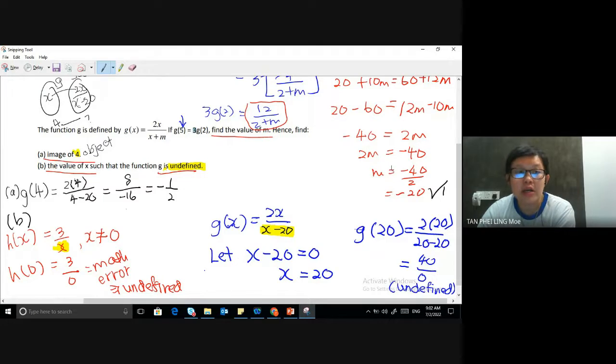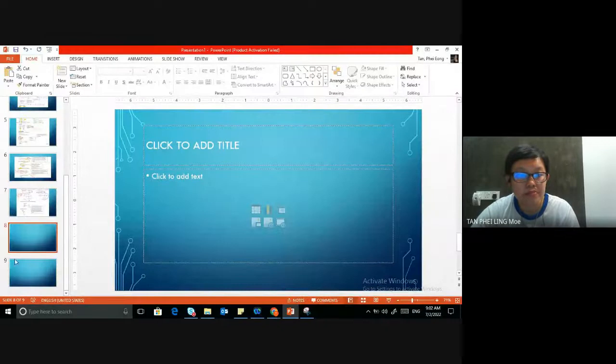So I repeat, the value of x such that the function g is undefined means you want to know what value of x will make the function g undefined. So you will make your denominator become 0. Whatever function is given, as long as the denominator becomes 0, then that value will cause the whole function to be undefined. Is it clearer? So this is the answer here. Any questions so far? No?